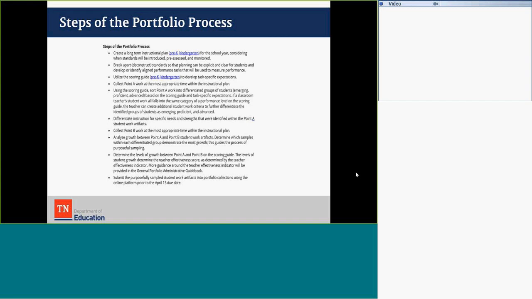This walks you through many of the things we've talked about today, that the portfolio process is really a genuine, authentic cycle of instruction where teachers plan, instruct, collect student work, analyze, and differentiate as a result. The cycle begins again, and it's critical to look at the portfolio process through that lens, because it's certainly not one more thing. It should absolutely be integrated into that instructional cycle that occurs in classrooms.